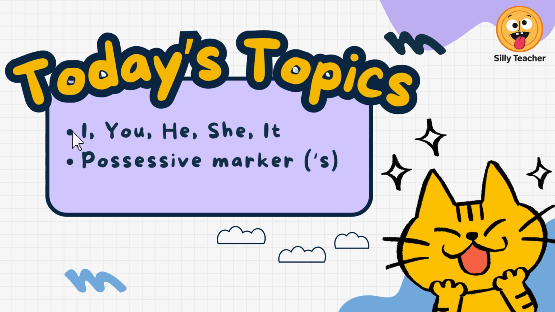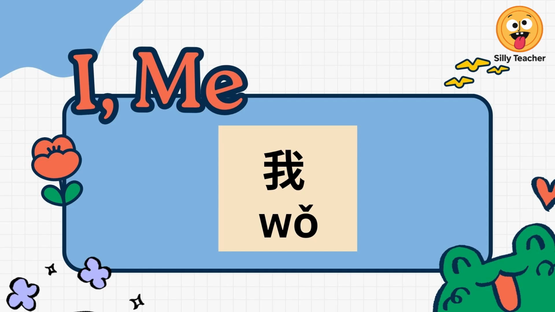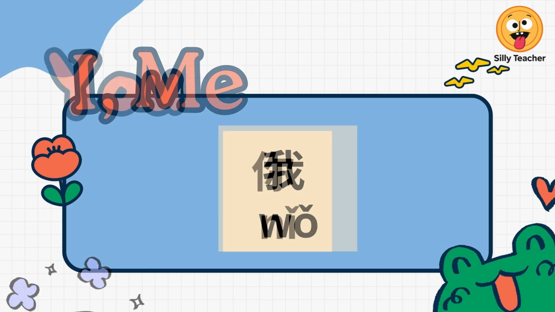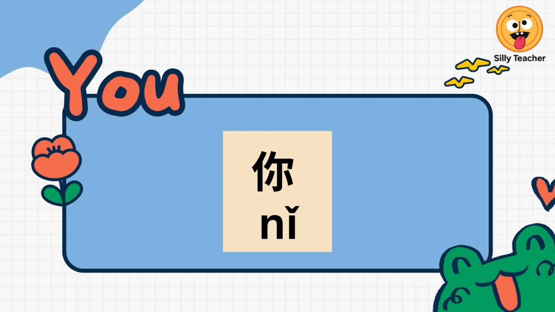Now let's look at the first topic of the day. I, you, he, she, and it. Let's focus on the first word which you already know, I or me. You say 我. Second word is 你, which means you. 你.